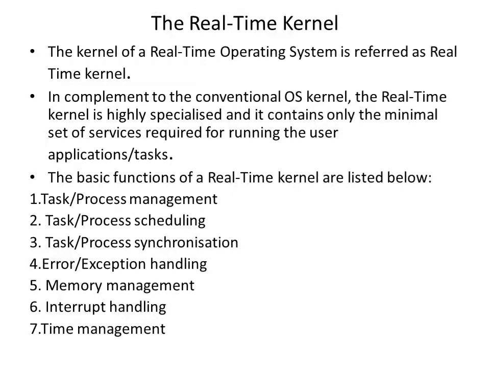Real-time kernel. What is a real-time kernel? The kernel of a real-time operating system itself, we call it a real-time kernel. This real-time kernel is highly specialized and contains only the minimum set of services required for running the user applications or tasks. The basic functions of a real-time kernel are task or process management, task or process scheduling, task or process synchronization, error or exception handling, memory management, interrupt handling, and time management.